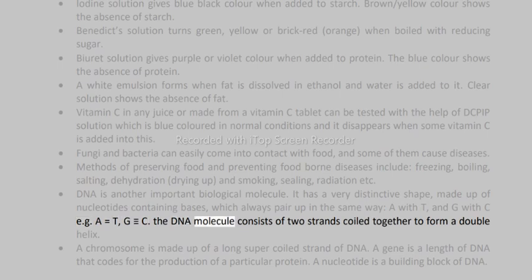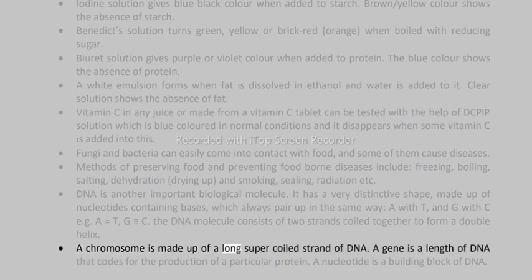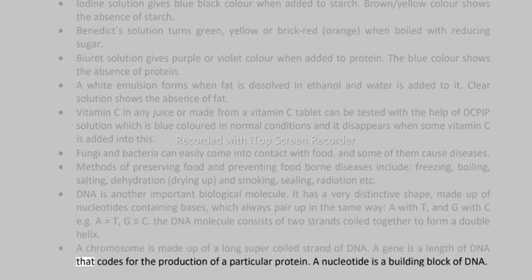The DNA molecule consists of two strands coiled together to form a double helix. A chromosome is made up of a long supercoiled strand of DNA. A gene is a length of DNA that codes for the production of a particular protein. A nucleotide is a building block of DNA.